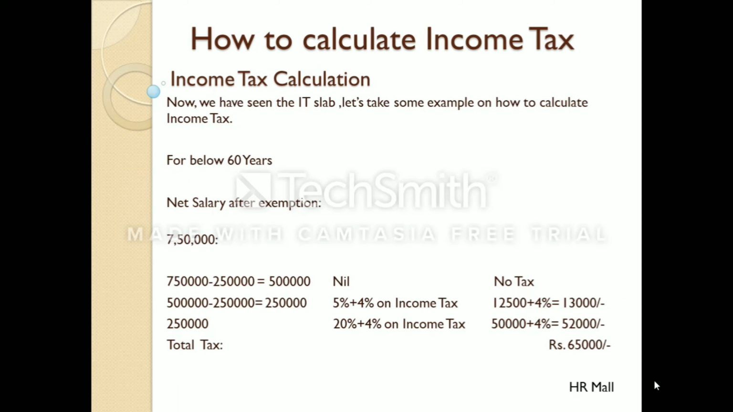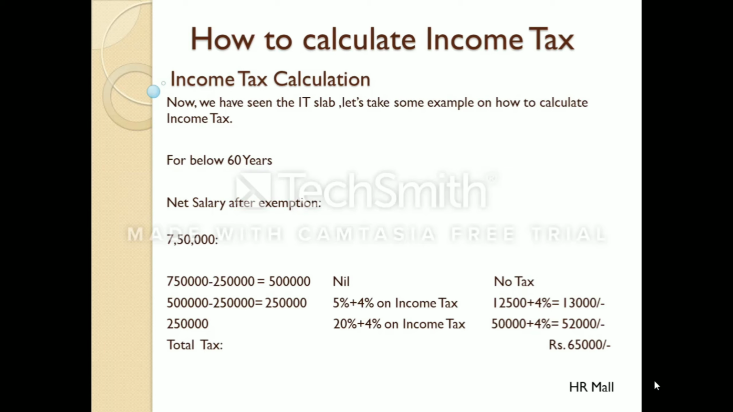Now income tax calculation. Let's see for a slab of below 60 years. Net salary, we are assuming the net salary after exemption is 7,50,000. So according to the slab, first 2,50,000 nil, so no tax. Then 7,50,000 minus 2,50,000 is 5 lakh.